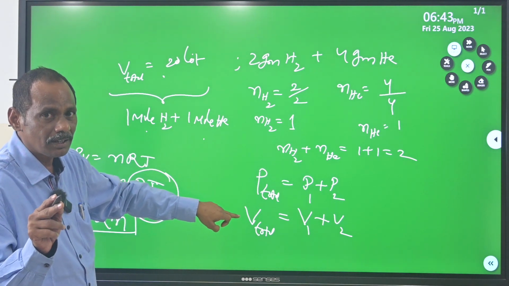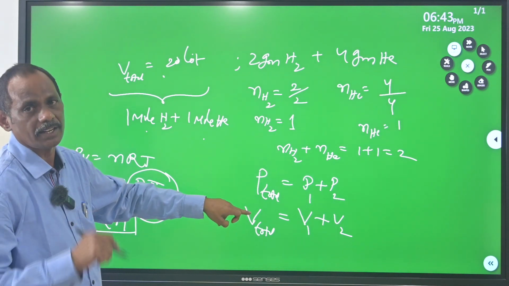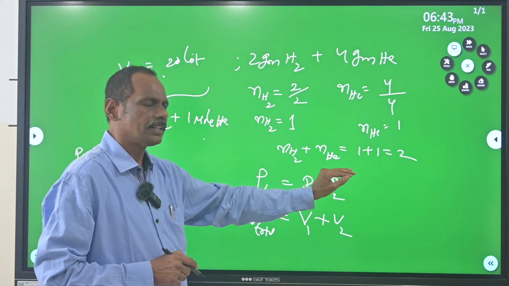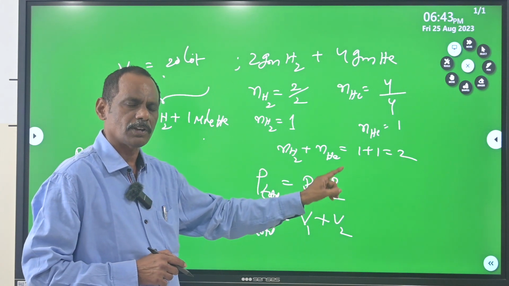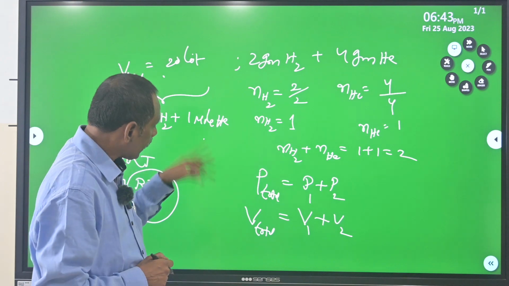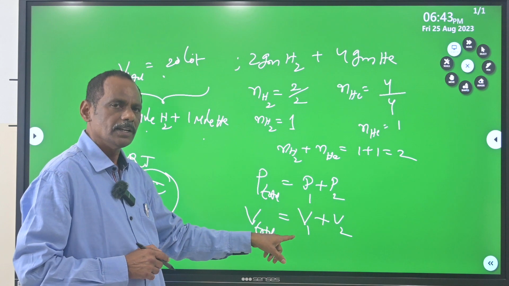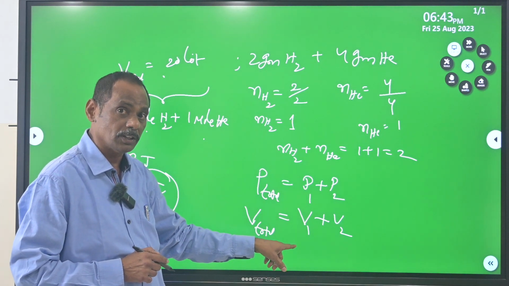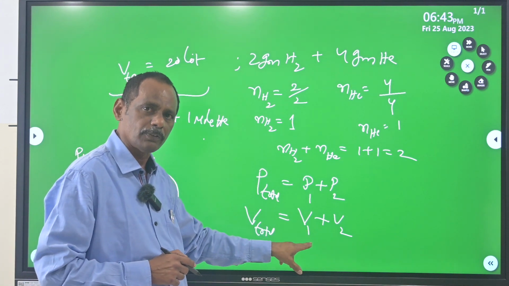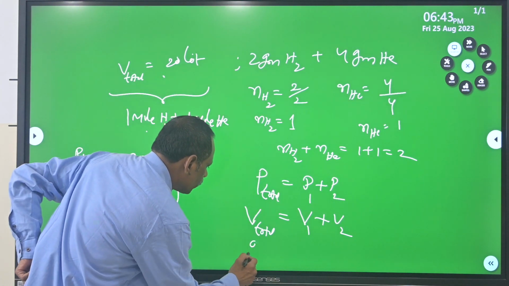Amagat law. In our exercise, another question is given. So, the total pressure of a gas mixture at constant temperature is the sum of the partial pressures of all the gases present in the mixture. It is Dalton's law. Like that, the total volume of a gas mixture at constant pressure and temperature is the sum of the partial volumes of all the gases present in it. So, the total volume is equal to the partial volume of the first gas plus the partial volume of the second gas. The total volume is 20 liters.